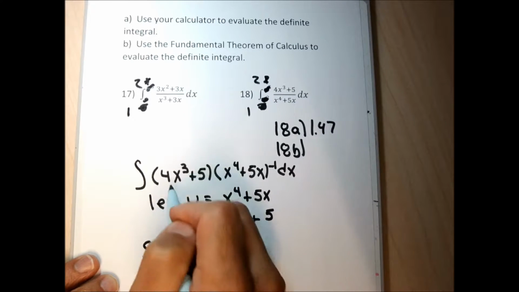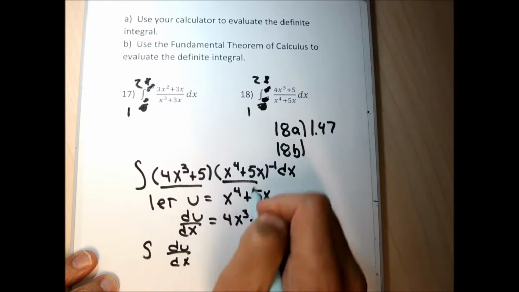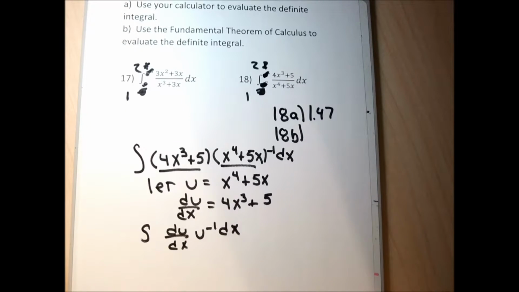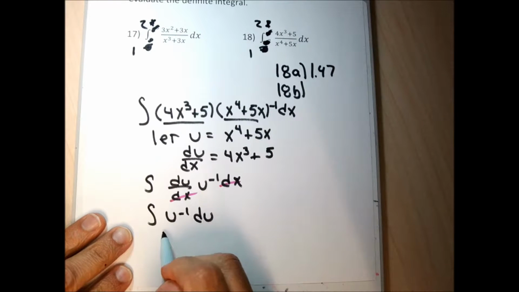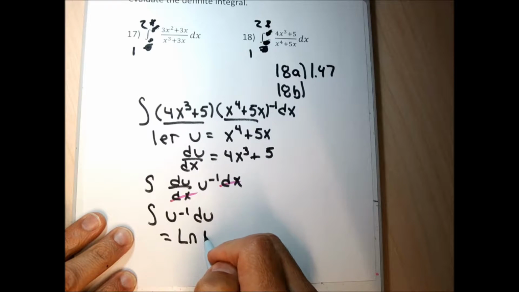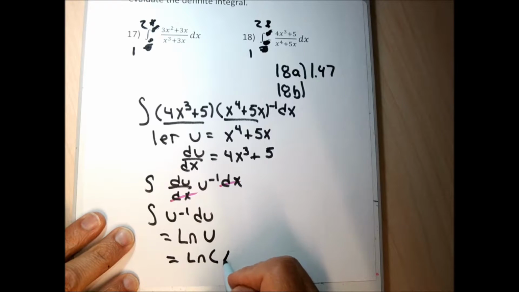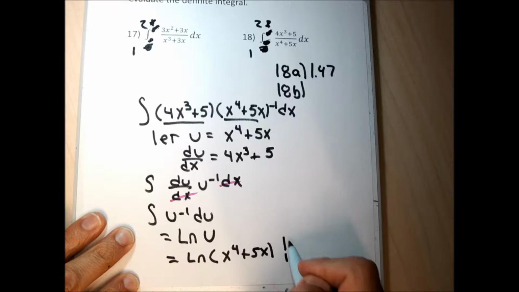So now I'm going to substitute. In for this, I plug du dx. In for that, I plug u. Still have the dx. I'm going to cancel the dx. This gives me the integral of u to the -1 du. And that's your just vintage natural log. I don't really need absolute values because those numbers are positive. So it's going to be the natural log of u. I'm going to change that to the natural log of x to the 4th plus 5x evaluated from 1 to 2.